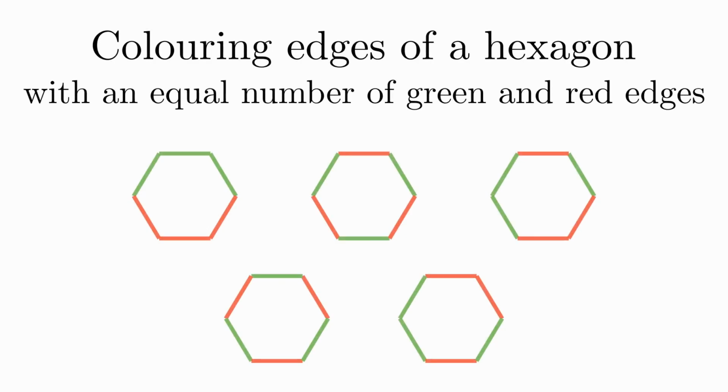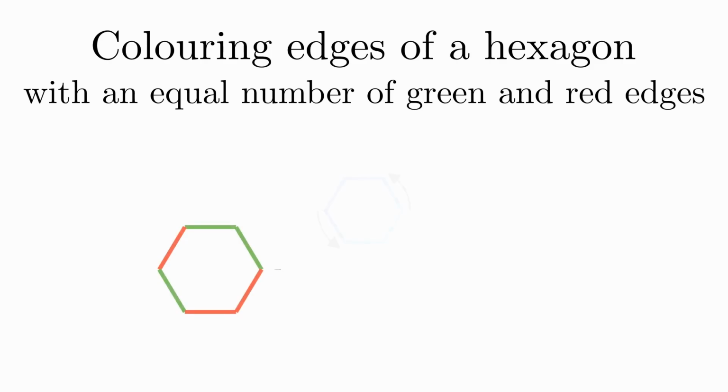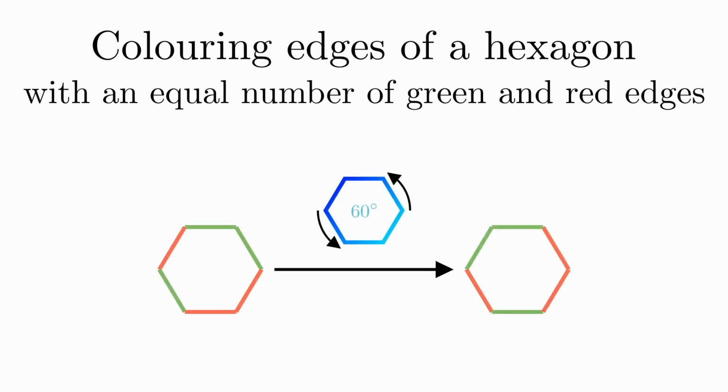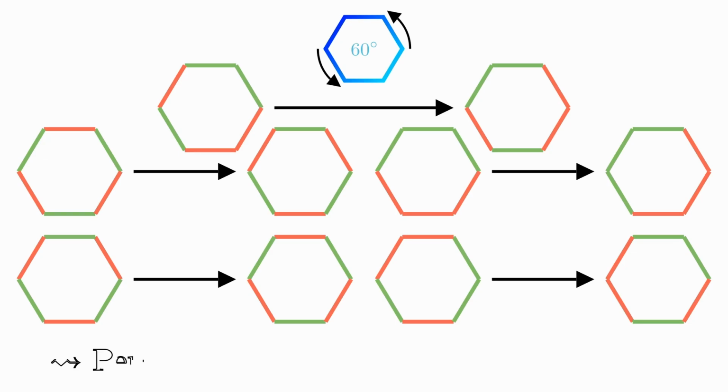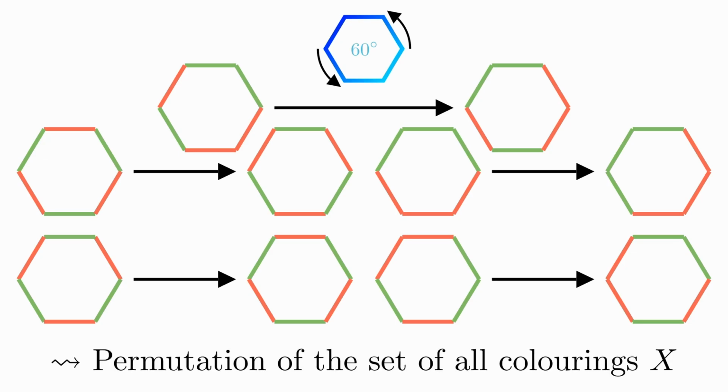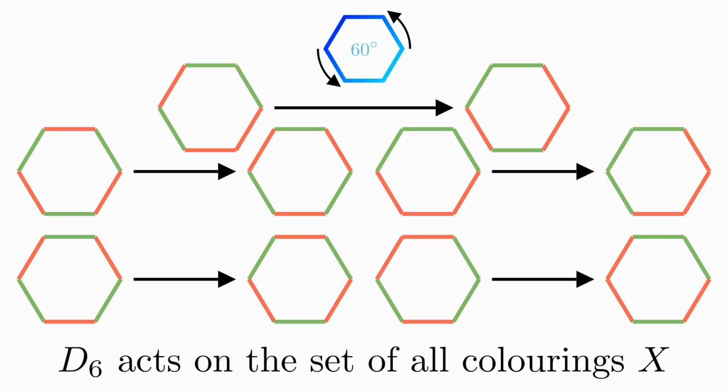Say we want to color the edges of a hexagon with an equal number of green and red edges. By applying some symmetry of a hexagon to a coloring, we get a different coloring. We can do the same thing to all of the possible colorings and obtain a permutation of all the colorings. We say that the group D6 acts on the set of all the colorings. This is an example of a group action.